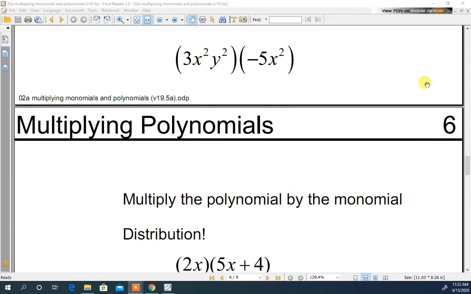So this one right here, you don't have to put it in your notes, but this would be 3 times negative 5, which is negative 15. X squared and x squared, that's going to be x to the fourth. And y squared is just hanging out by itself.